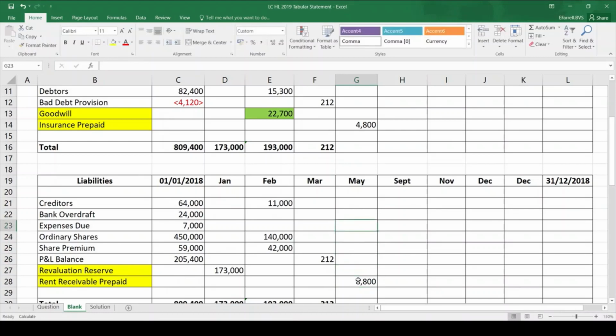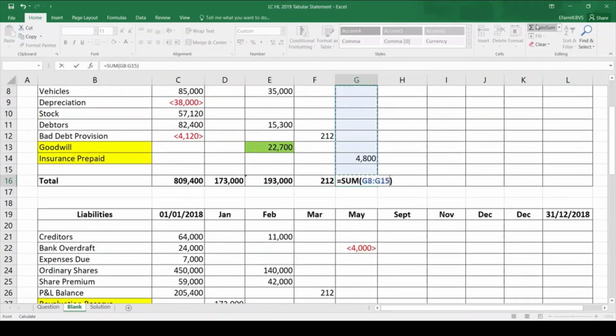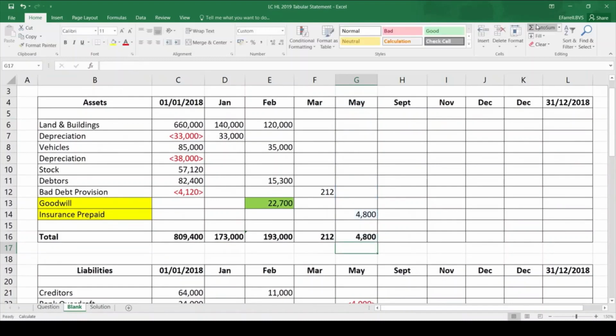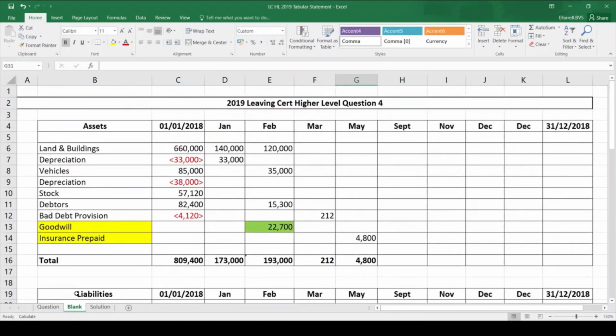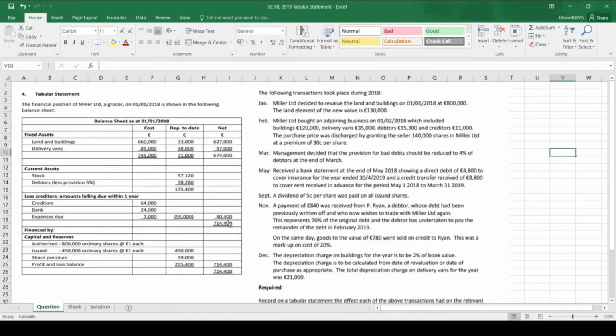And then the last adjustment will be in bank. So we've received 8,800, which is good. We paid out 4,800, which is bad. So we're up 4,000. And that means our bank overdraft will go down by 4,000. So again, I'm going to add up my assets. And I'm going to add up my liabilities to make sure they balance, because each month these should balance. 4,800 and 4,800.